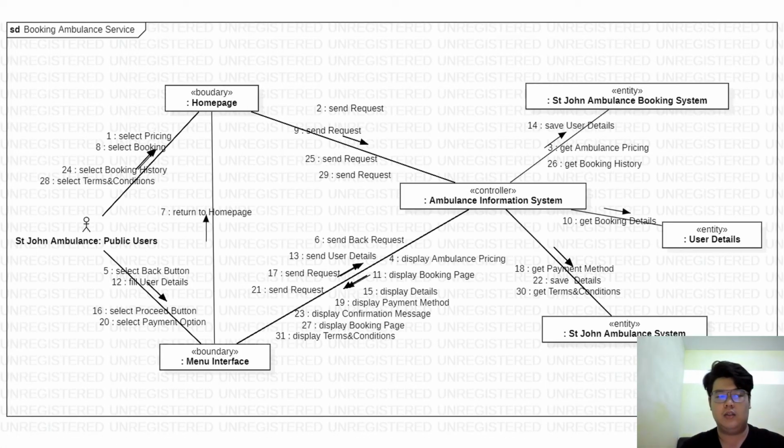Okay, here is the booking ambulance service collaboration diagram for the analysis phase. Same as the sequence diagram, we have the central ambulance primary user as actor, home page as boundary, menu interface as boundary, ambulance information system as controller, and 3 entities, which are central ambulance system, user details, and central ambulance booking system. And we have the add input as well, and the full sequence here.